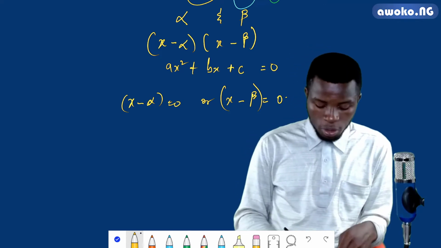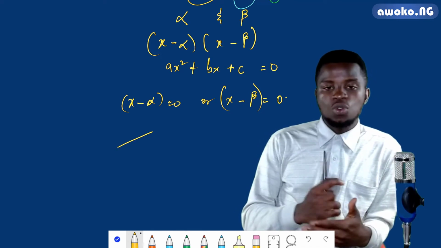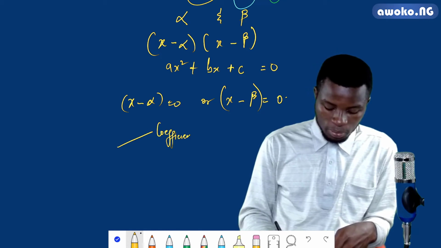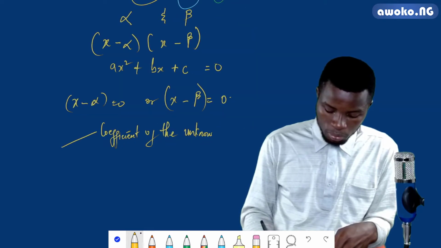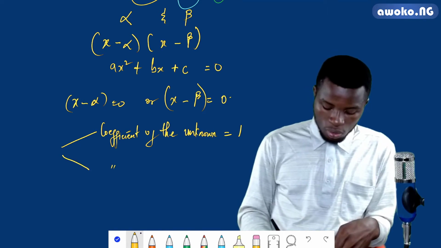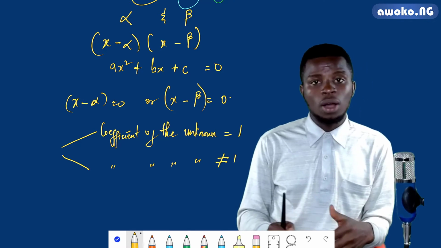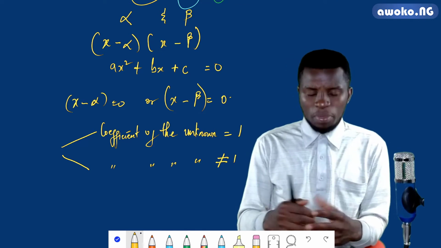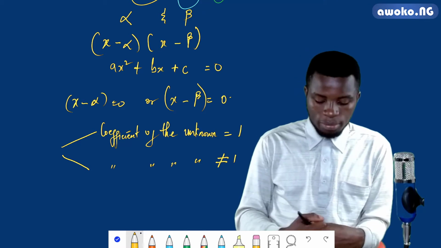And the first possible way is when the coefficient of the unknown is equal to 1, and the other way is when the coefficient of the unknown is not equal to 1. I'm going to show you how this is done. So we can factorize quadratic equations based on these two methods or these two approaches, as the case may be.